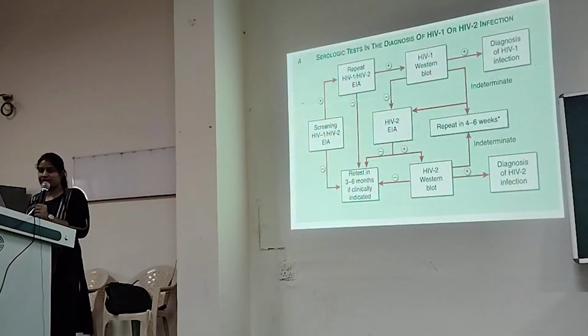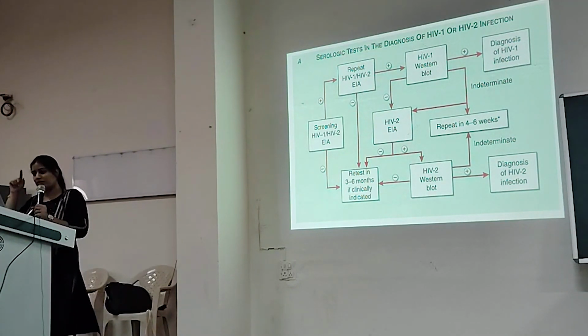So after you get P24 positive, what will you do next? Will you label them as HIV positive, or will you confirm it? We have to confirm it. And we should know whether it is HIV1 or HIV2 positive or both. So first we will do screening with HIV1 and HIV2 enzyme immunoassay or ELISA. After doing that, if we get positive, we will repeat the test again.